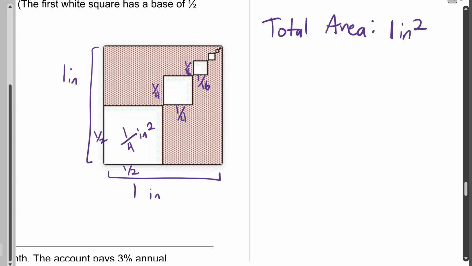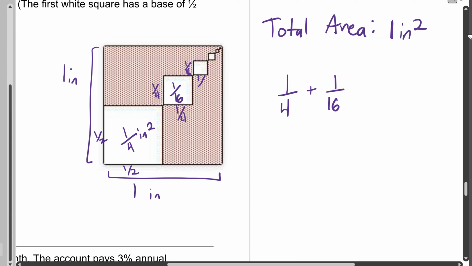The next area would be 1/4 times 1/4, which would be 1/16, right? So let me write that out. The first area would be 1/4. The next area that I'm removing is 1/16. The next area I'm removing would be... Hold on, I think I might have missed. Oh, that should be 1/8 times 1/8, right? I'm halving the length of these sides every time. So 1/8 times 1/8 would be 1/64th, and so on and so forth.